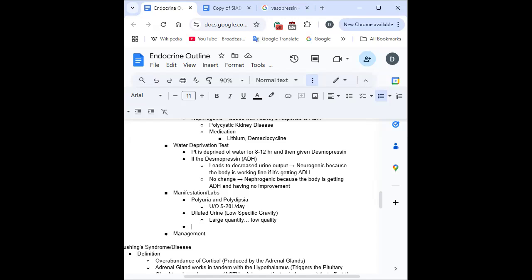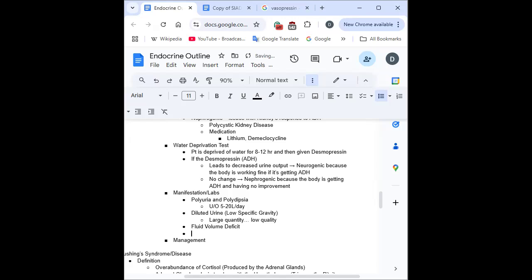What's the main issue going on here? What is all this peeing going to do? Yeah, so you're going to have fluid volume deficit. And you're also going to have an indirect effect on the electrolytes. Remember that your ADH is affecting your retention of water and just water. So even though you're not peeing out your electrolytes, well, you are a little bit, but the majority of that is just water.